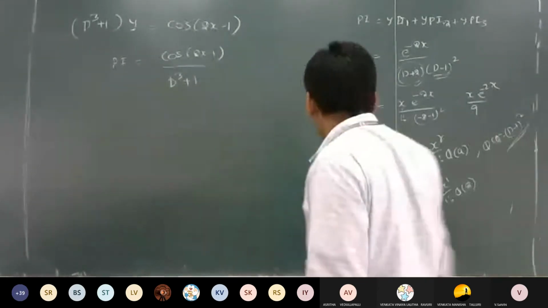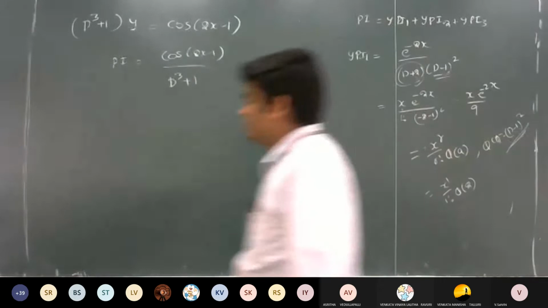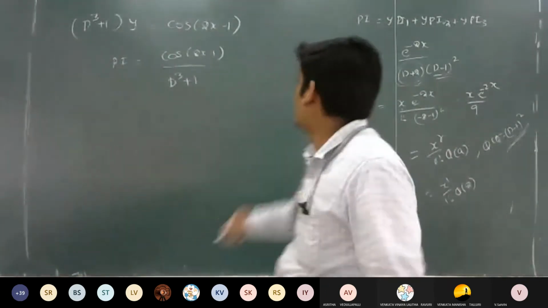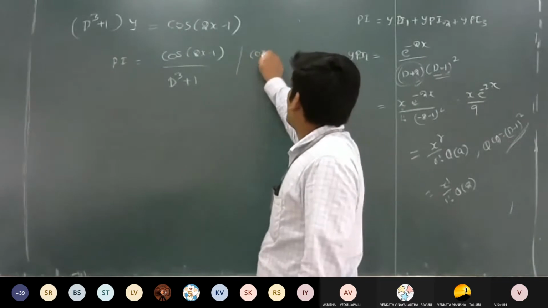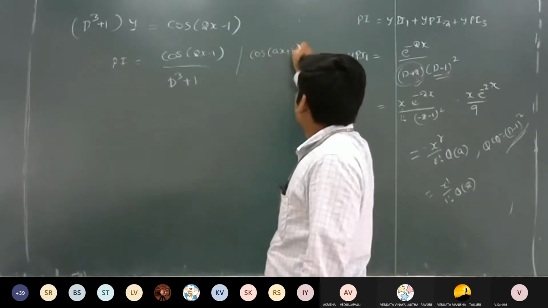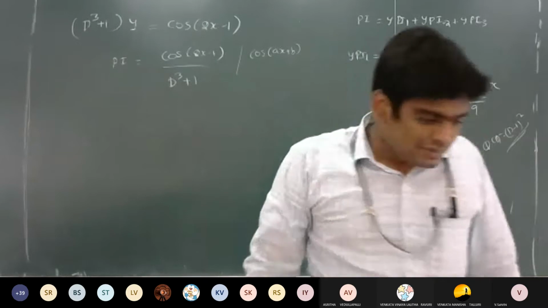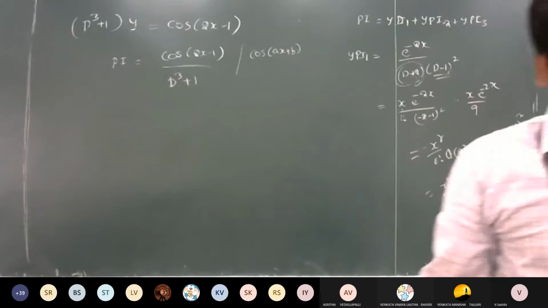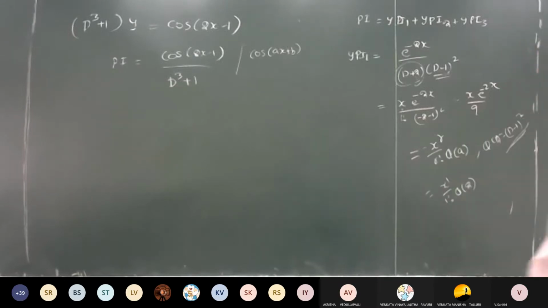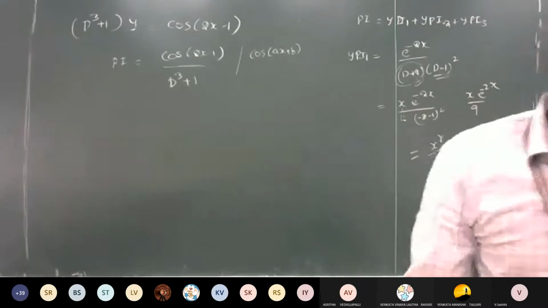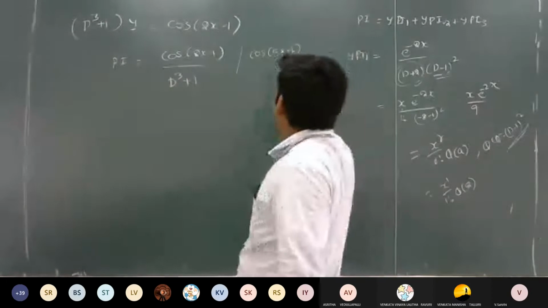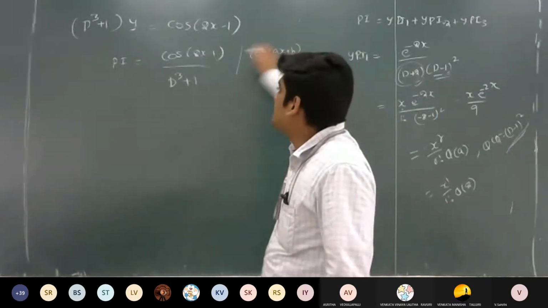Just observe carefully. We have not discussed this type of problem in previous classes, but don't get confused. You assume that it is of the form cos of ax plus b. So which type is it, type 1 or 2 or 3 or 4 or 5 or 6? It is of the form cos ax. Type 2, sir. Type 2. So we don't bother about b. It is a constant.